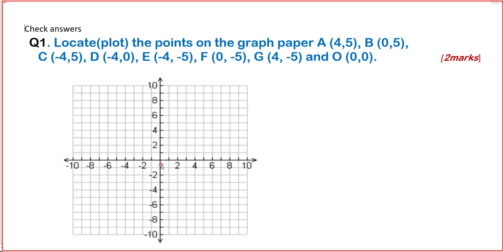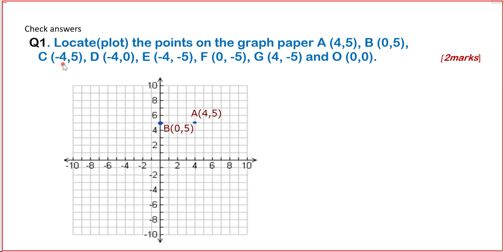So this is the x-axis, this is 4, this is 5. This point is 4, 5. Mark it. Point A with coordinates 4, 5. Now point B, coordinates are 0, 5. X is 0, y is 5. It will lie on the y-axis. This point is point B with coordinates 0, 5.